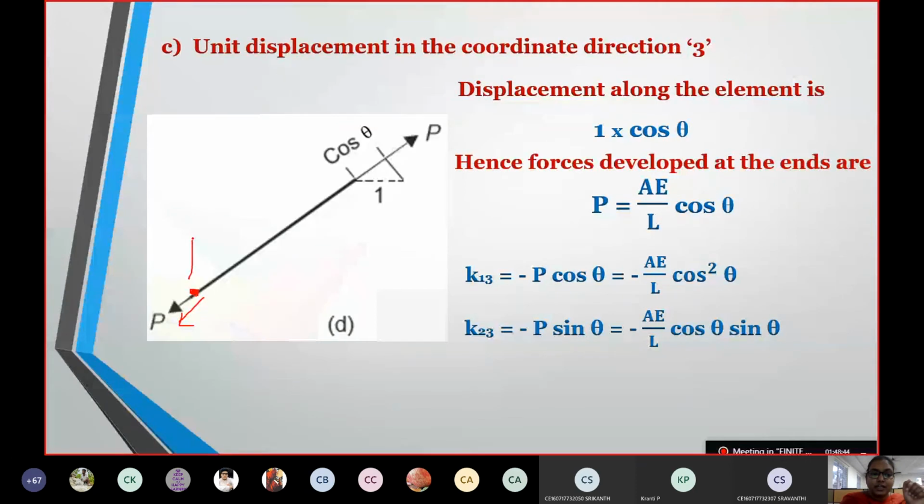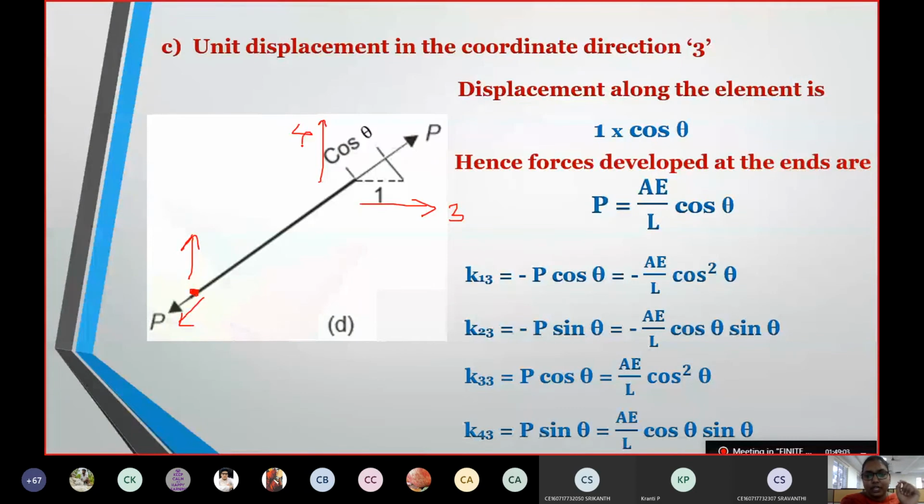Similarly, K23 will become minus P sin theta. Whereas I have two favorable conditions in 3 and 4 directions, which means K33 will become positive P cos theta and K43 will become positive P sin theta. So clear? Are we clear?